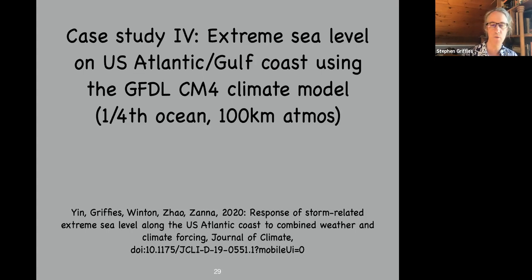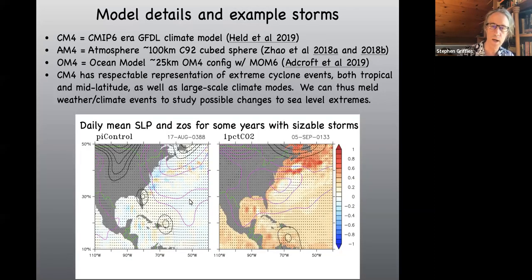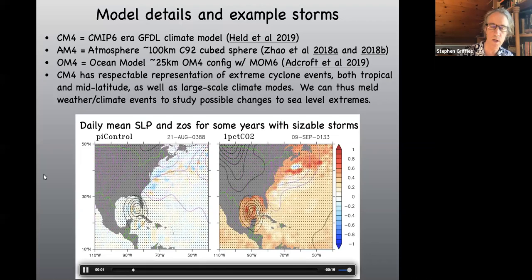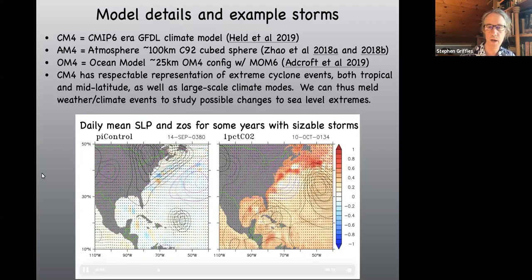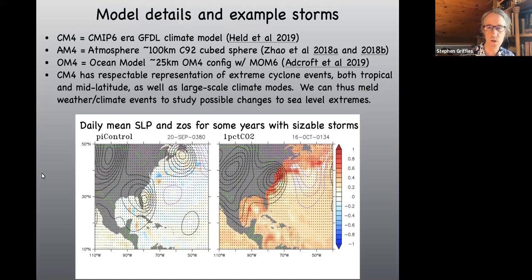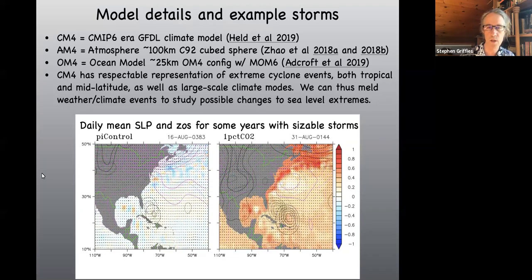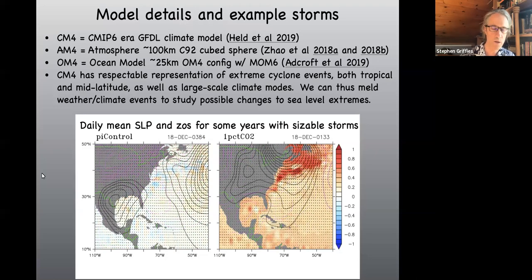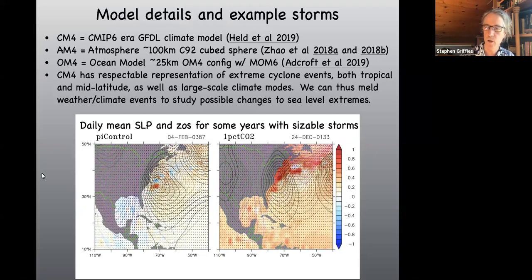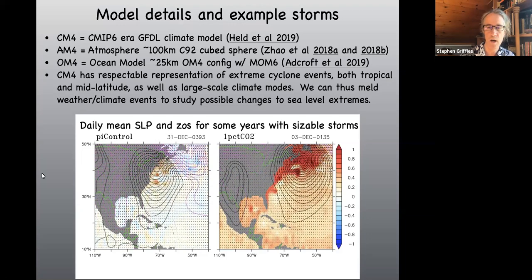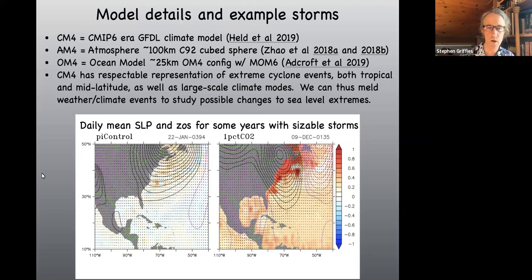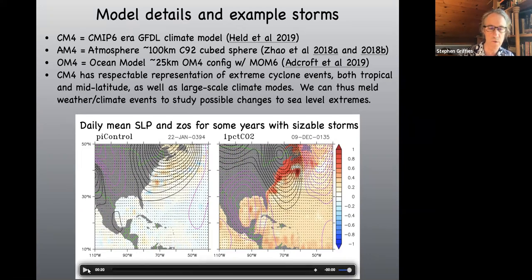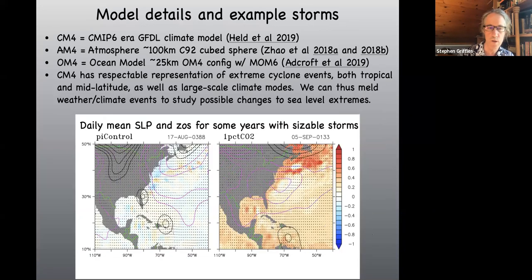This is a study that came out recently from Yin, Griffies, Witten, Zhao, and Zana in Journal of Climate for those that are interested in more of the details. Let's look at this movie, an animation of sea level pressure in the contours and the sea surface height, the ZOS field. ZOS is the jargon term for sea surface height in CMIP language. You see that you get strong extratropical cyclones off the northeast, and you get some representation of the tropical cyclones in the Gulf of Mexico.